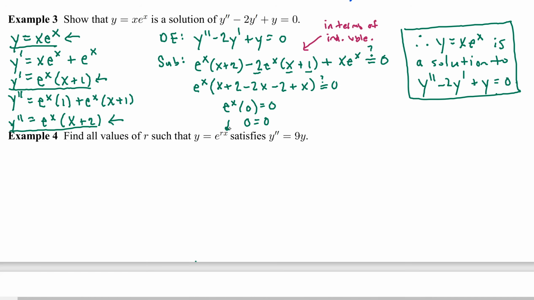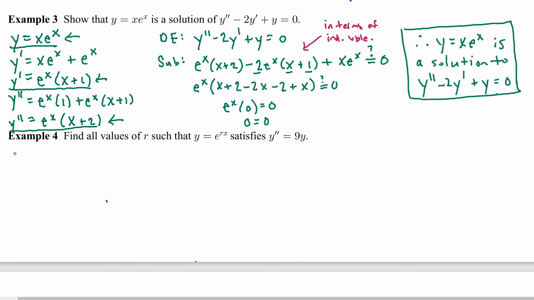So the solution also has a parameter r. R represents a real number. It's a parameter like c. So our job is to figure out all of the real number values of r such that y equals e to the rx satisfies the given differential equation. So we're going to approach this in the same way we did example 3.